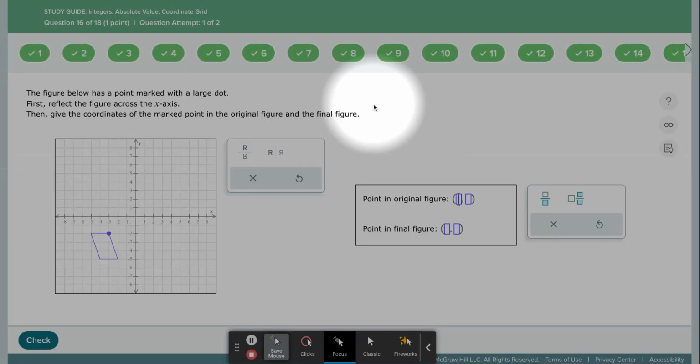Let's see. We have 18 questions and we're almost done. Woohoo! Okay. The figure below has a point marked with a large dot. That's this guy right here. You're first going to reflect this entire figure across the x-axis. And remember, reflect just means jump.